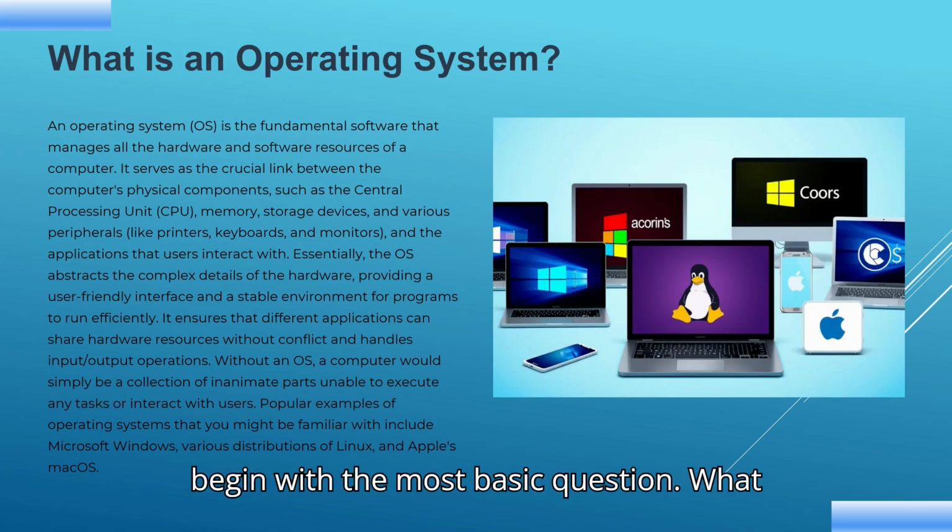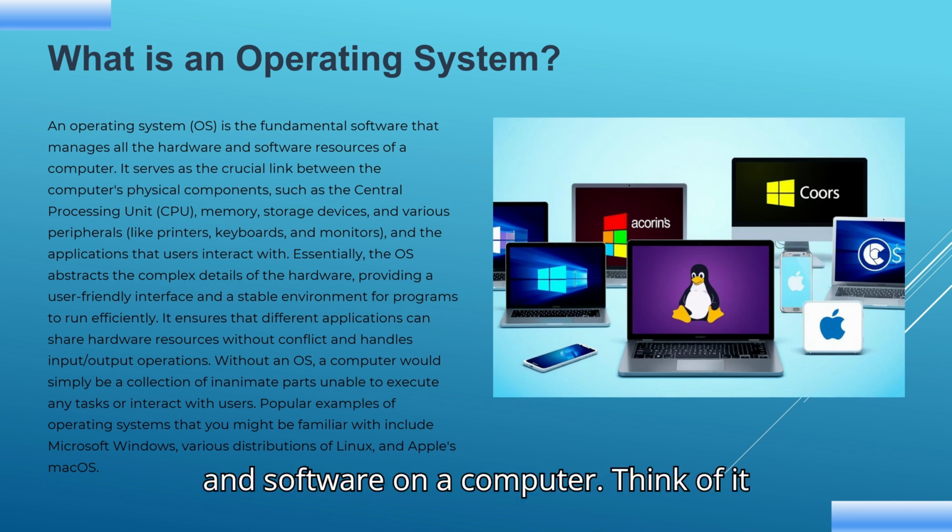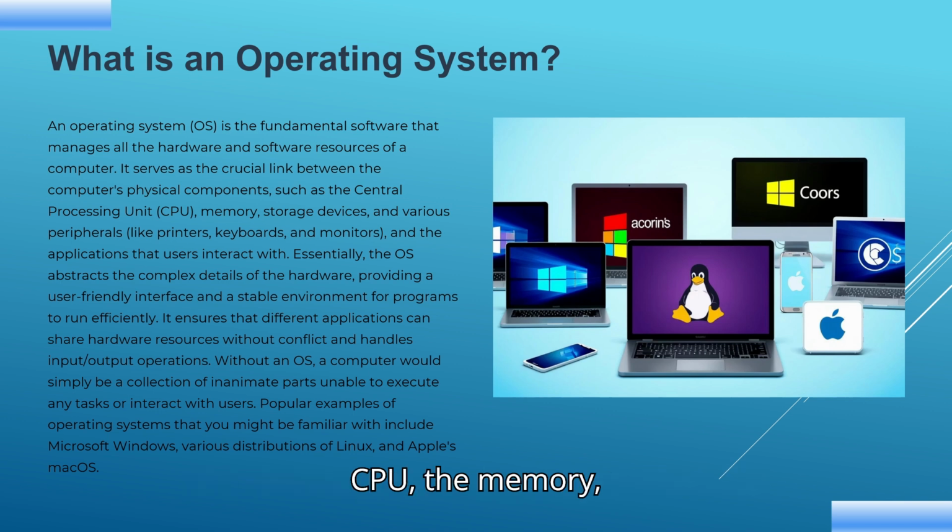Let's begin with the most basic question. What is an operating system? An operating system or OS is the core software that acts as a manager of all the hardware and software on a computer. Think of it as a bridge between the physical machine, the CPU, the memory, hard drive, and input and output devices like your keyboard or printer, and the applications we use such as a browser or a word processor.